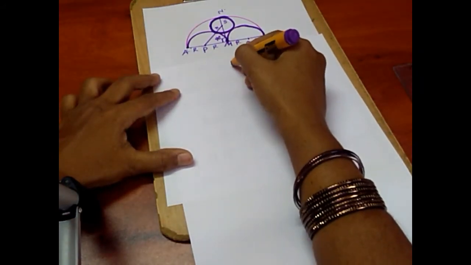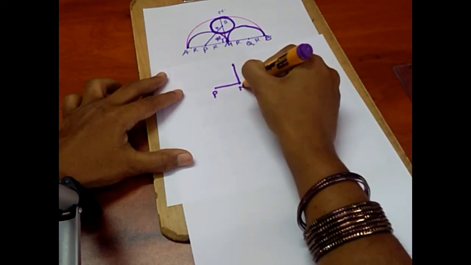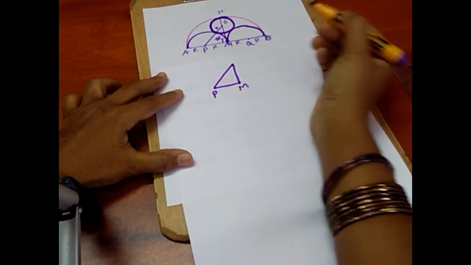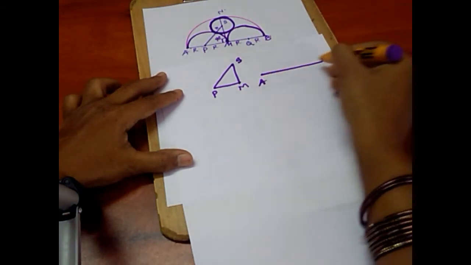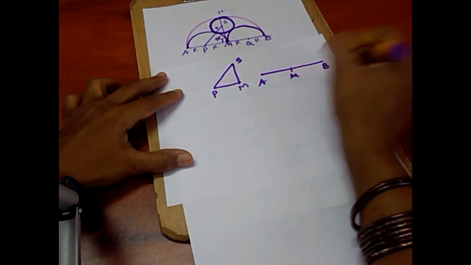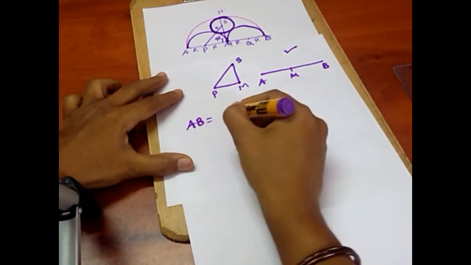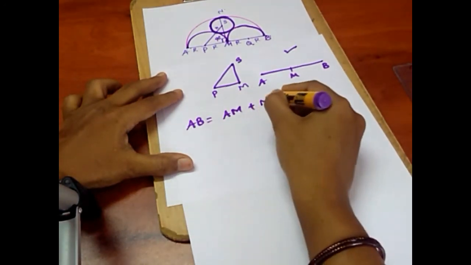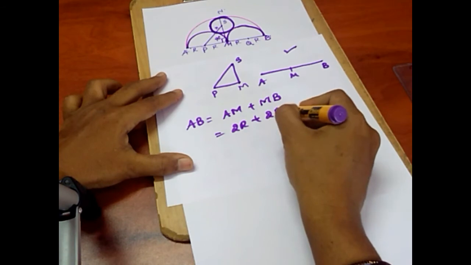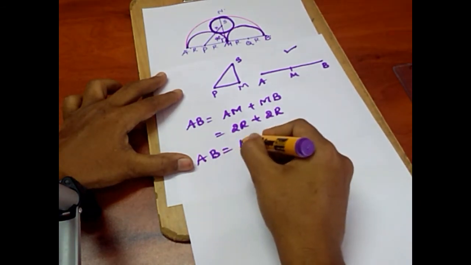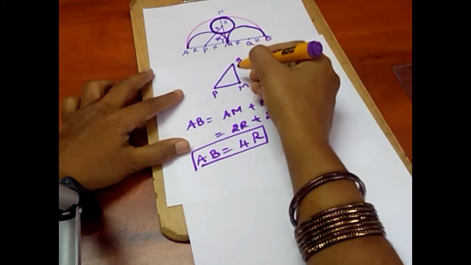Now, I am going to consider triangle PMS. Okay, and I am going to consider the line AB. First we'll go with this. AB is equal to AM plus MB, that is 2R plus 2R. Hence AB is equal to 4 times R. Keep this result aside.